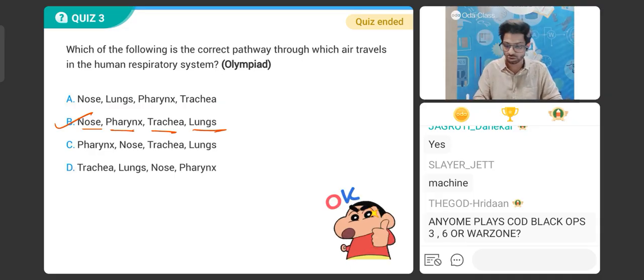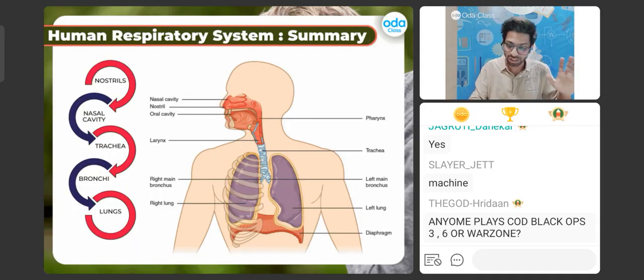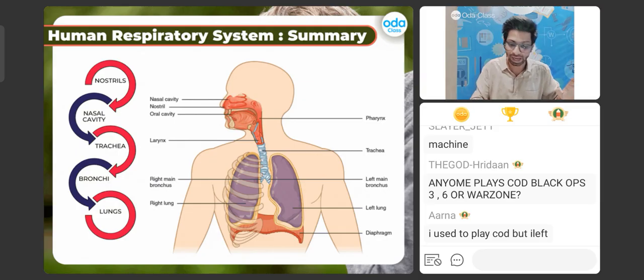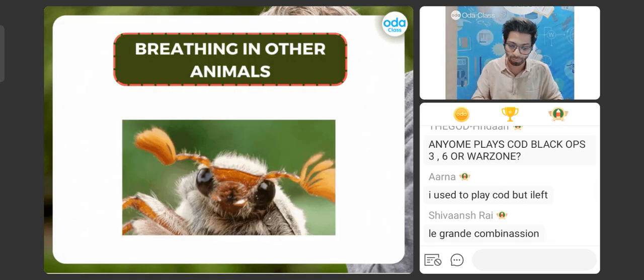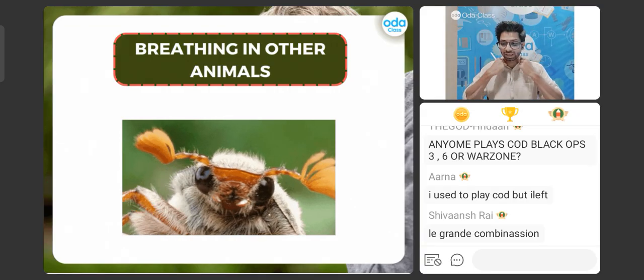All right. Chalo, kids. So now we have successfully completed the entire human respiratory system and all the important parts of the respiratory system we have discovered. Now it's time for us to start a really new topic, and the name of the topic is breathing in other animals.